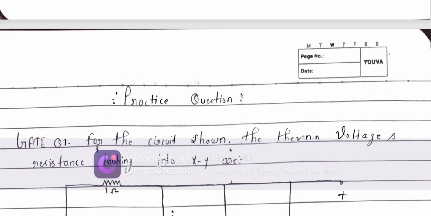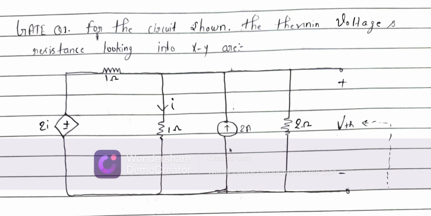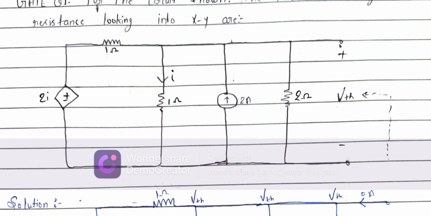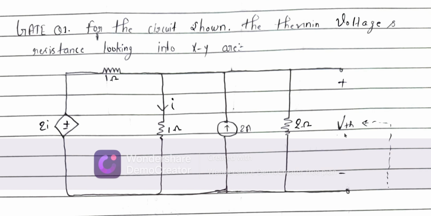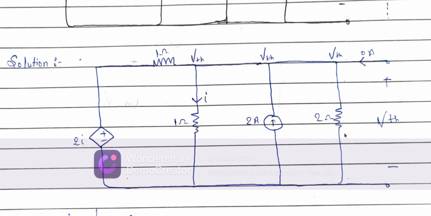Now we are going to tackle a question related to GATE examinations. In this question, for the circuit shown, the Thevenin's voltage and resistance looking into XY are asked. I have forgotten to write X and Y in this circuit diagram, so assume this node is X and this node is Y, and VTH is the potential between X and Y. We have to find Thevenin's voltage and Thevenin's resistance.